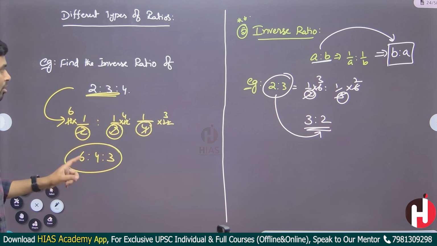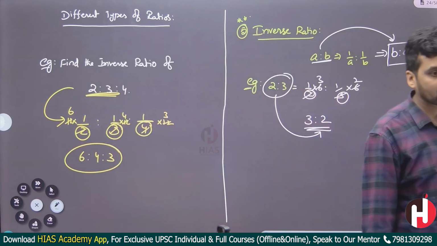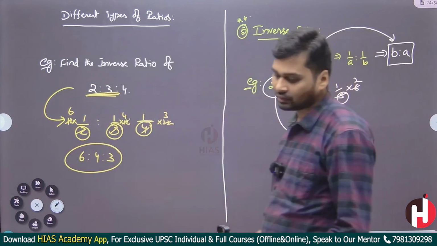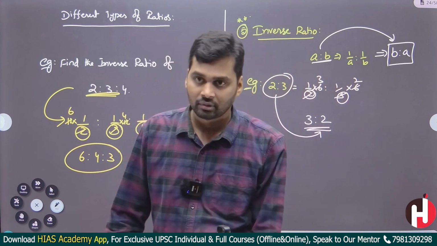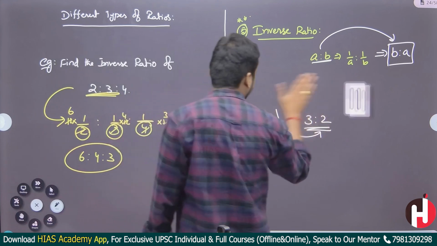See, here I am not writing 4 is to 3 is to 2. Only if there is a 2-term ratio, 2 is to 3, can we write it as 3 is to 2. Otherwise we need to do it like this. Okay?